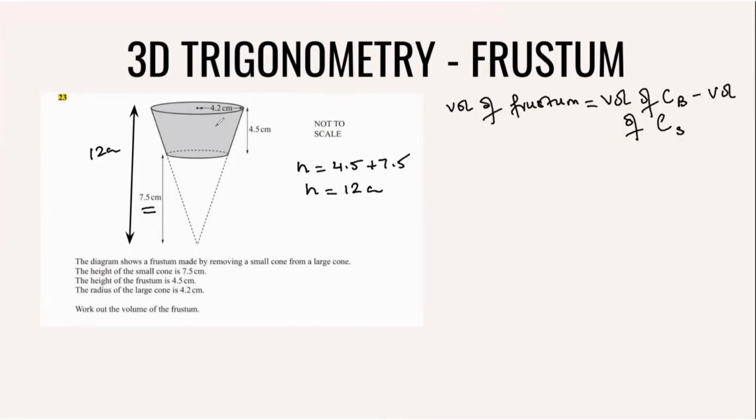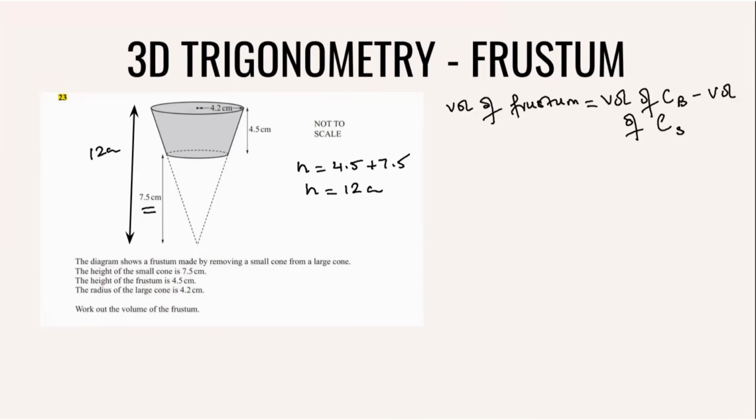A lot of people think, oh, what if we half 4.2, that would give us the radius of the small cone. That's incorrect. There is no indication of that given in the question. The question also says it's not drawn to scale. We cannot assume that the top circle is half of the bottom circle. That's completely incorrect. We have to work out the value of this radius in order to solve the question. So for that, the concept of similar shapes comes in.